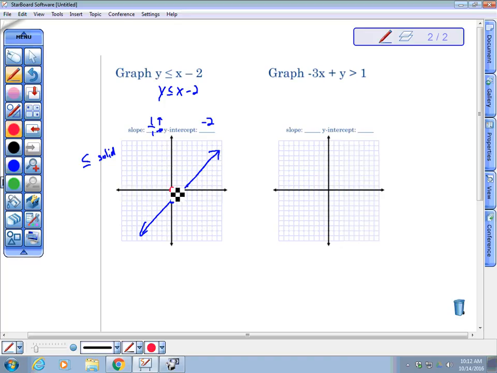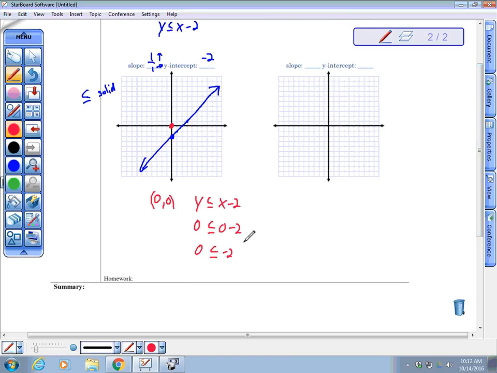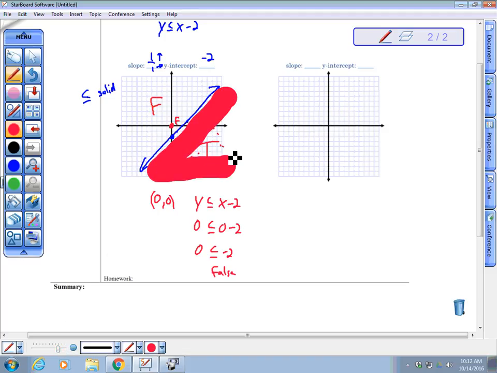Again, I'm going to test the point 0, 0. So if I test 0, 0 in the original, y less than or equal to x minus 2, putting 0 in for y, 0 in for x, I get 0 is less than or equal to -2. Now 0 is actually not less than or equal to -2, so that's a false statement. So I'm going to put an F by 0, 0. That makes this the false side, and this side the true side. So any dot that I would try over here would be true, and instead of putting a dot for every possibility, I'm just going to say every dot is spoken for in that shaded region.